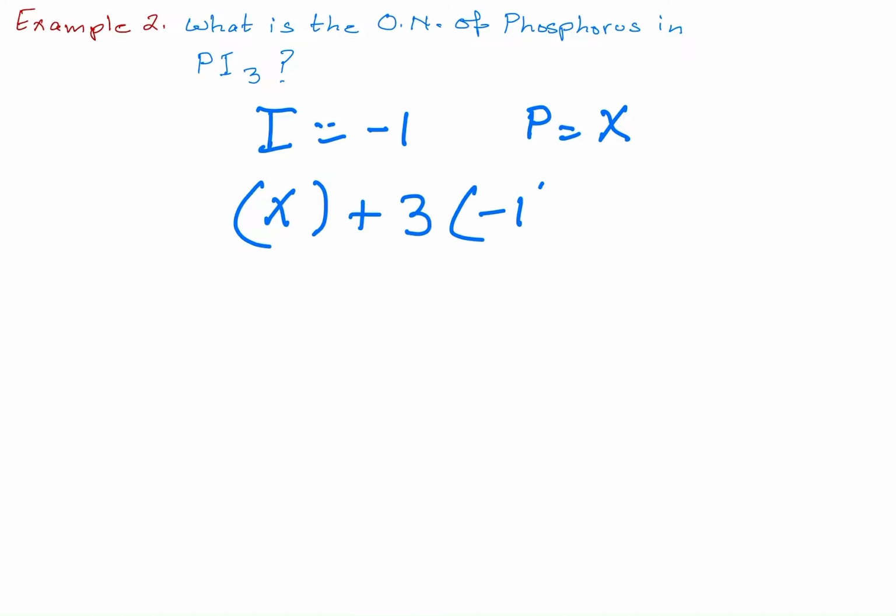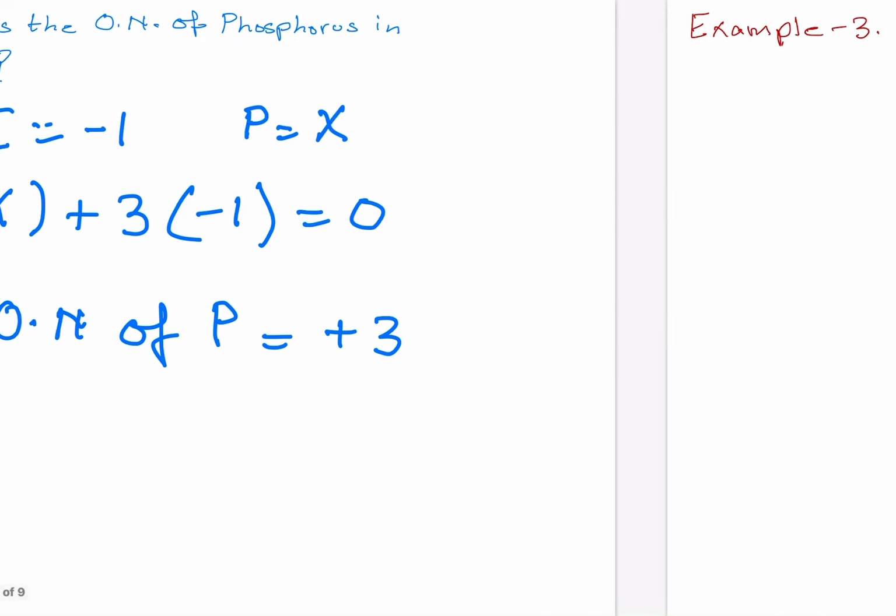X plus 3 times minus 1. Why 3? Because there are 3 atoms of iodine, minus 1 because it's the oxidation number, equals 0. Here the overall charge is 0. So the oxidation number of phosphorus equals plus 3 in phosphorus iodide.